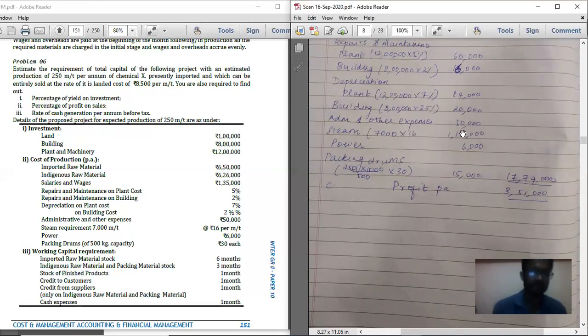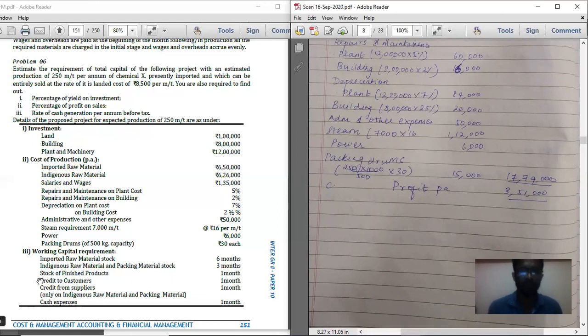Next is steam. Within bracket, how much is the steam requirement? 7,000 metric ton at 16 per metric ton. So open a bracket, 7,000 into 16. Inner amount column 1,12,000. Next is power. How much have they given? 6,000. So power, inner amount column 6,000.